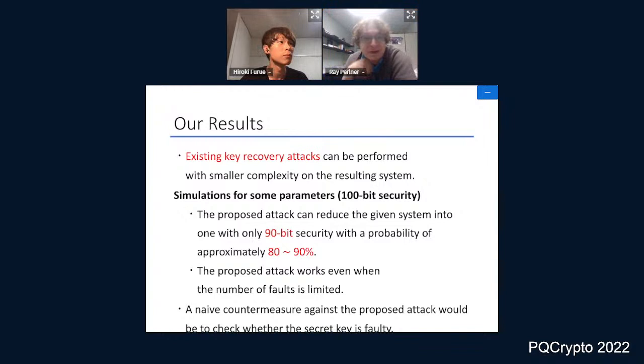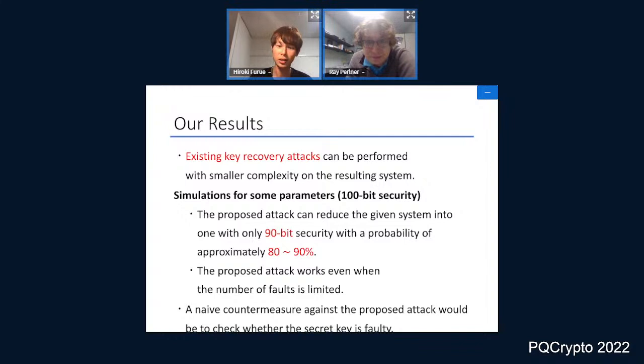So I guess one question is, this attack is only reducing security by a small amount given the fault, 100 to 90. The question is, might it be an effective countermeasure just to bump up the security a little bit and consider the security with faults included?